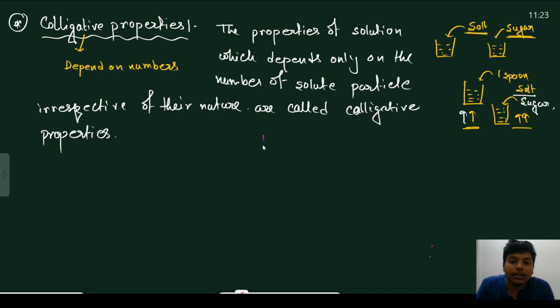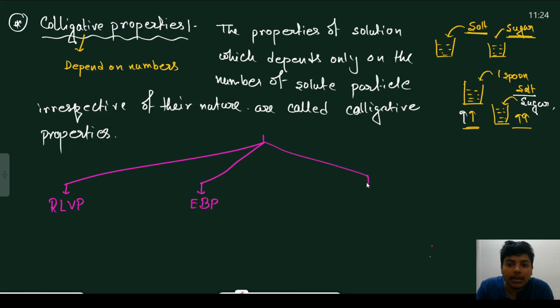Actually, there are four properties. First property is called relative lowering of vapor pressure, RLVP. Second property we will discuss is called elevation of boiling point, EBP. Third property, depression of freezing point. And last property is called osmotic pressure. Clear? These four properties we will discuss.